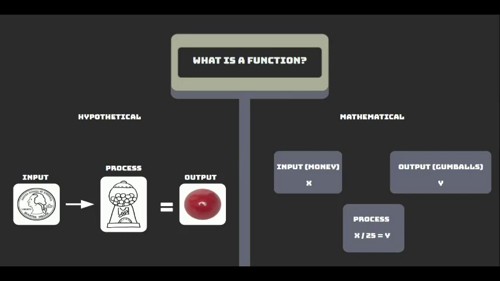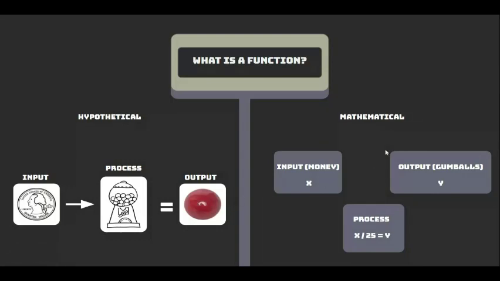Now, if you input three more quarters, how many would you get? Well, that's where a function helps. It is able to mathematically figure out what you need to do to get that answer. For example, if you put in 75 cents, you will get three gumballs because of the process. So you have the input, which is the quarter, the process, which is the gumball machine that spits out the gumball, and the output.